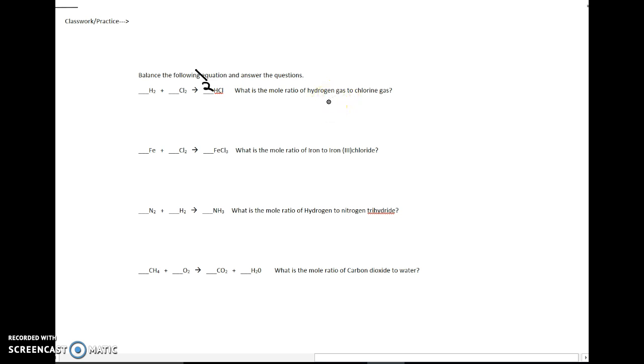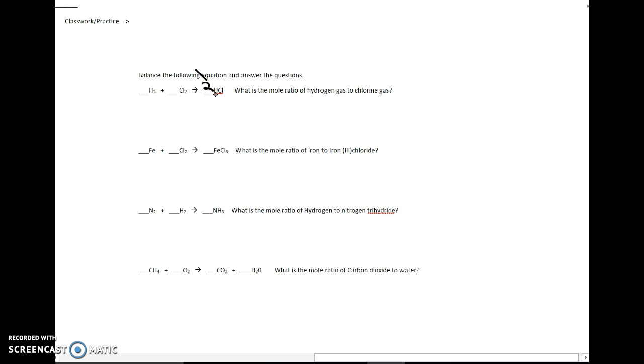So now I'm going to use the coefficients in my balanced chemical equation, and that's going to tell me how many moles there are. And that's my second objective, to be able to understand what the balanced chemical equation is telling me. It's like a recipe. It's telling me the relationship in terms of quantity between all the different components of my chemical reaction. So if I look at this first one, there's 1 mole of hydrogen and 1 mole of chlorine gas to make 2 moles of hydrochloric acid.